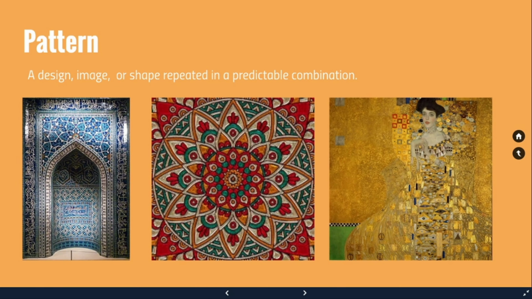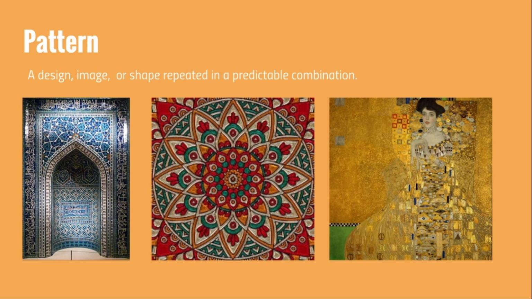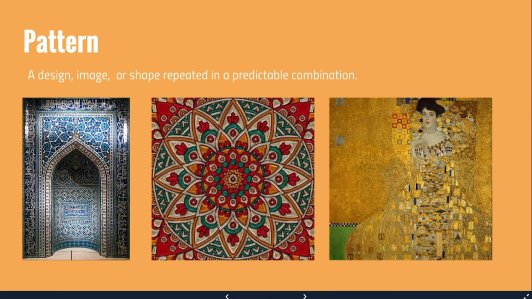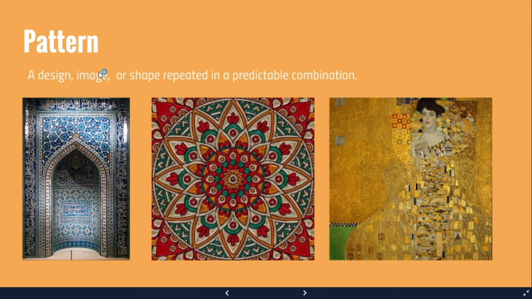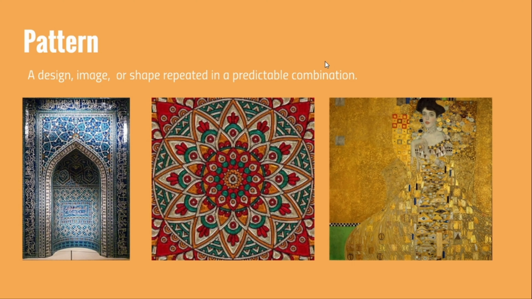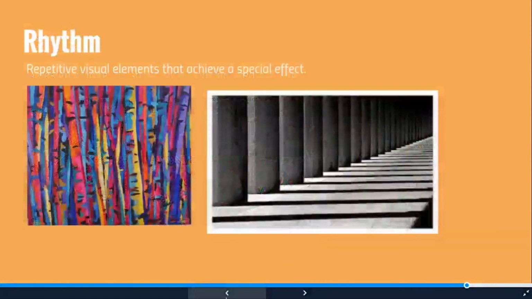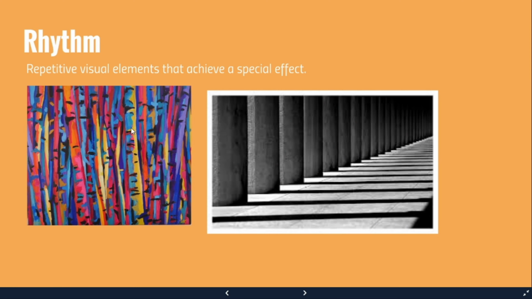Pattern is sometimes used in conjunction with rhythm. Sometimes they'll have one or the other in a list, but pattern is basically a design, an image, or shape repeated in a predictable combination. That's the big thing about patterns, is they are repeatable, that they are repeated in a predictable combination. If we go back here, this one, it's not a pattern, really. That's one big difference between pattern and rhythm. So this one is a pattern because it's predictable, but this one being more chaotic, it's not a pattern here.